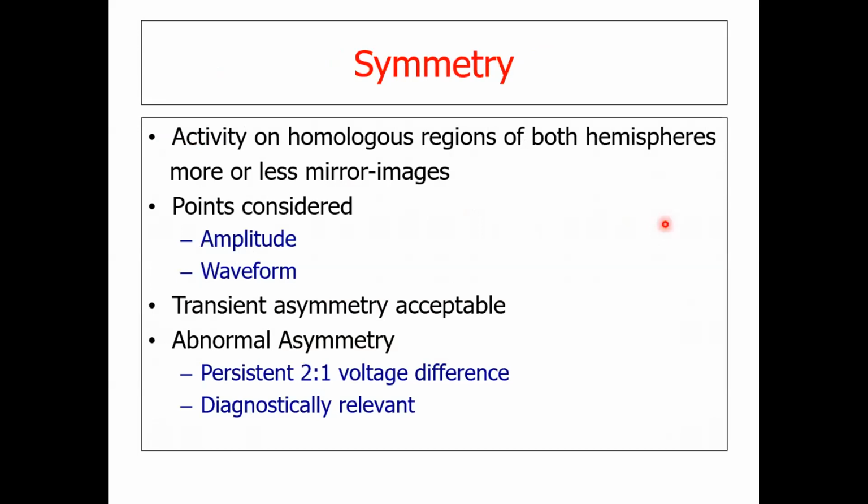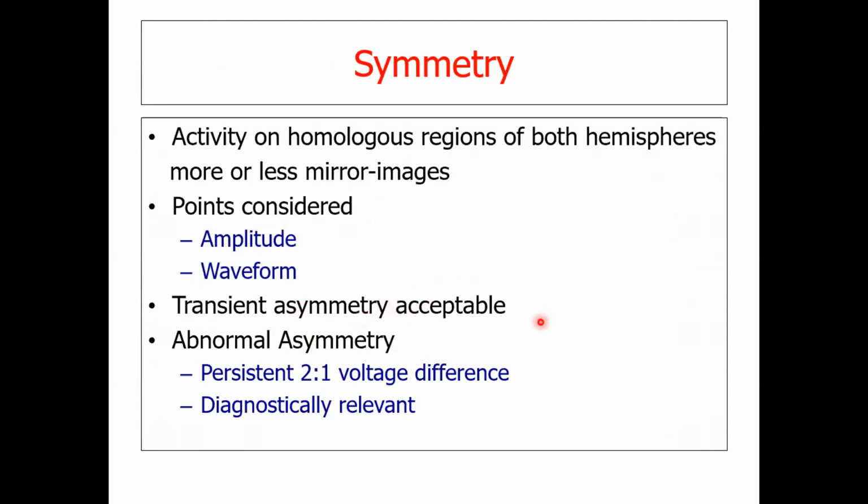The next term which I would like to talk about is symmetry. Symmetry, as far as an EEG is concerned, as told earlier in a child's EEG as well as in a neonatal EEG, is activity on homologous regions of both hemispheres. For example, right occipital, left occipital, O1, O2, right temporal, left temporal. So they should look more or less like mirror images as far as the amplitude is concerned.